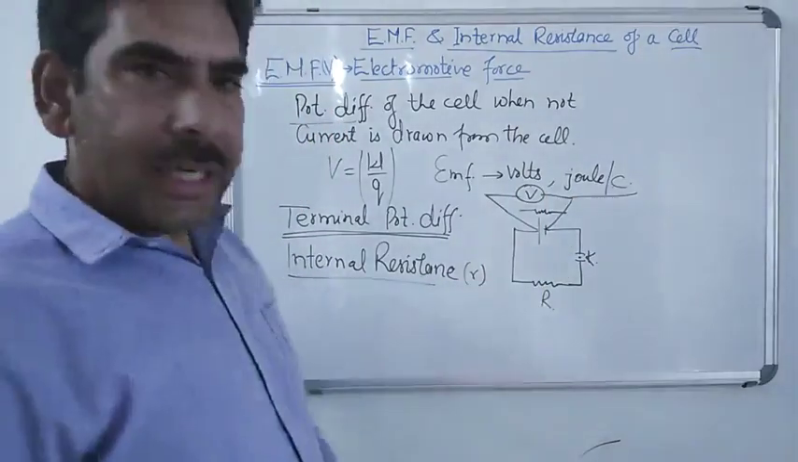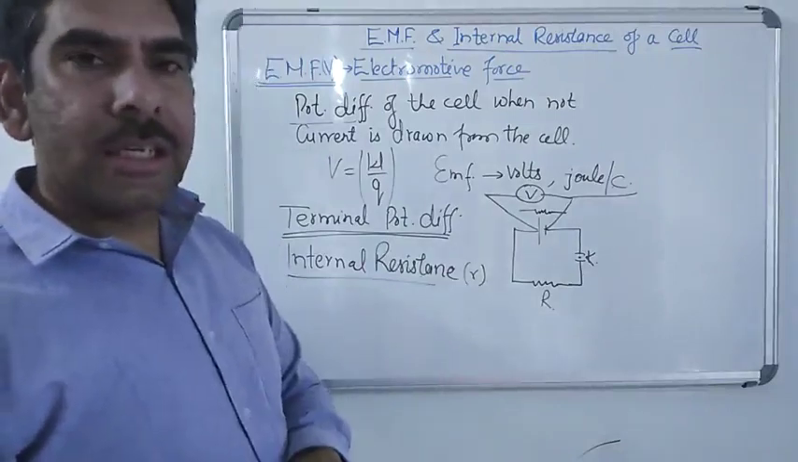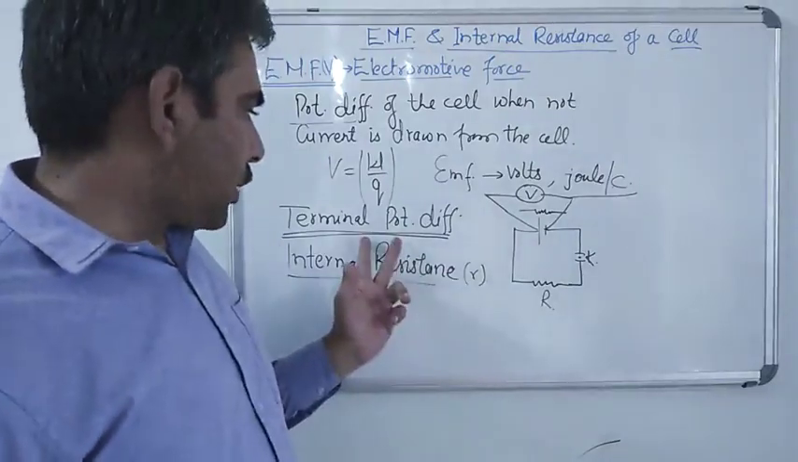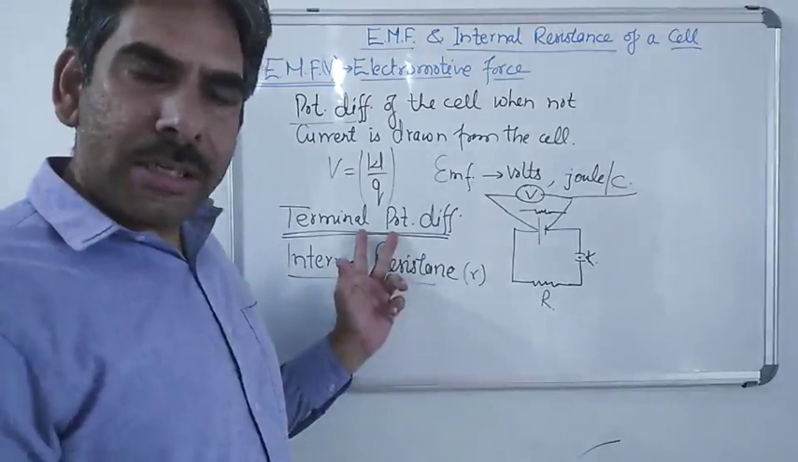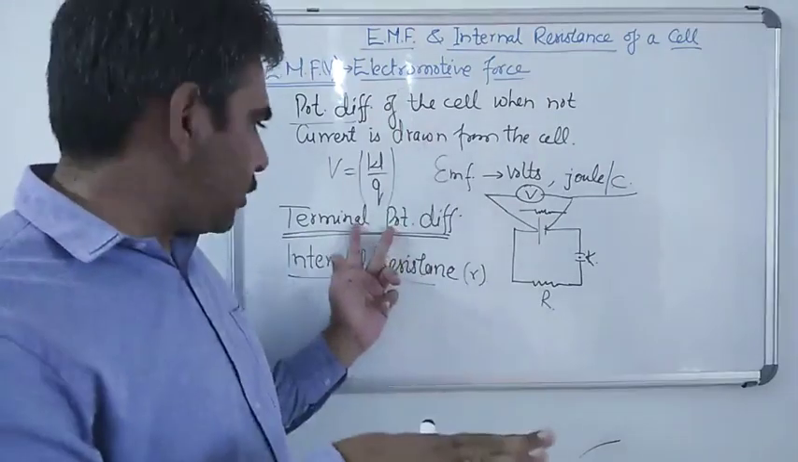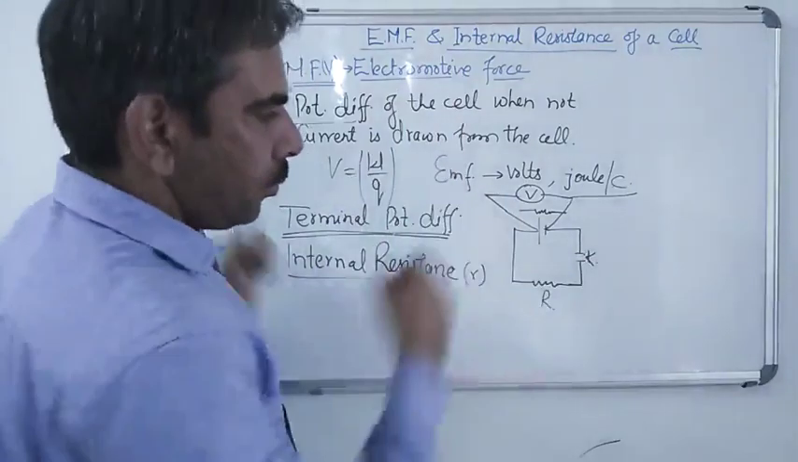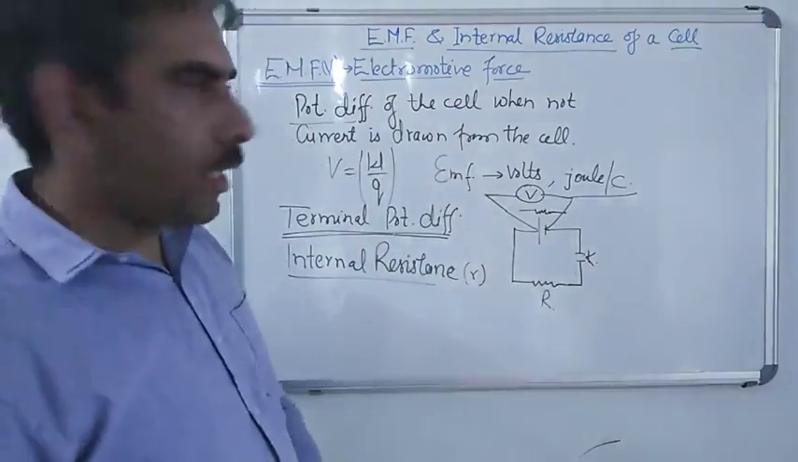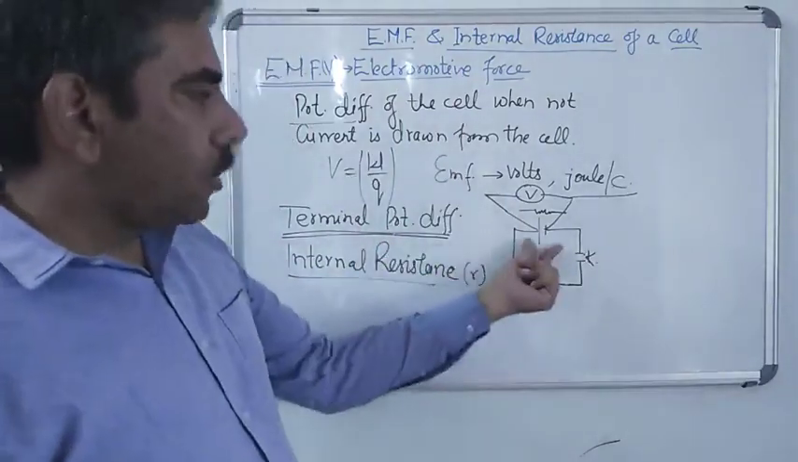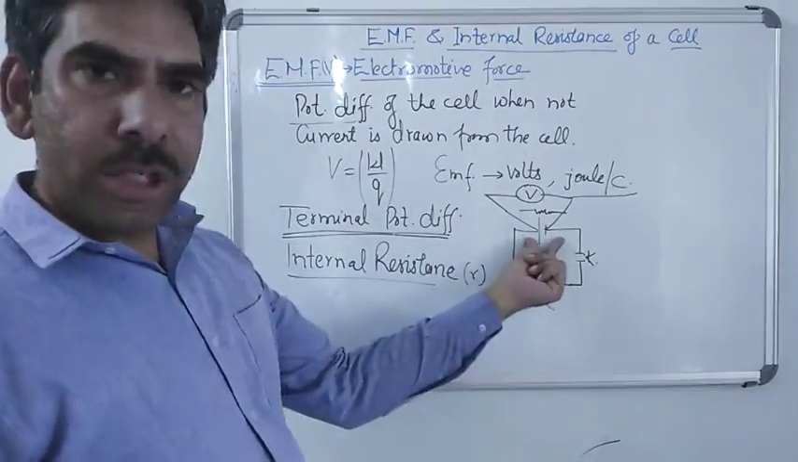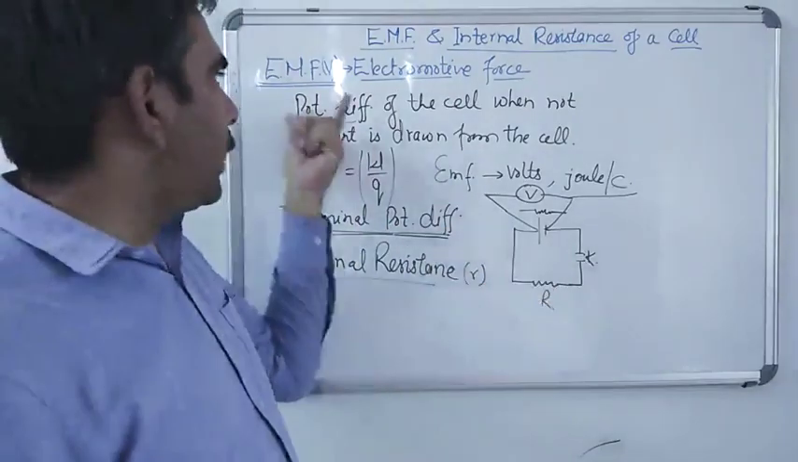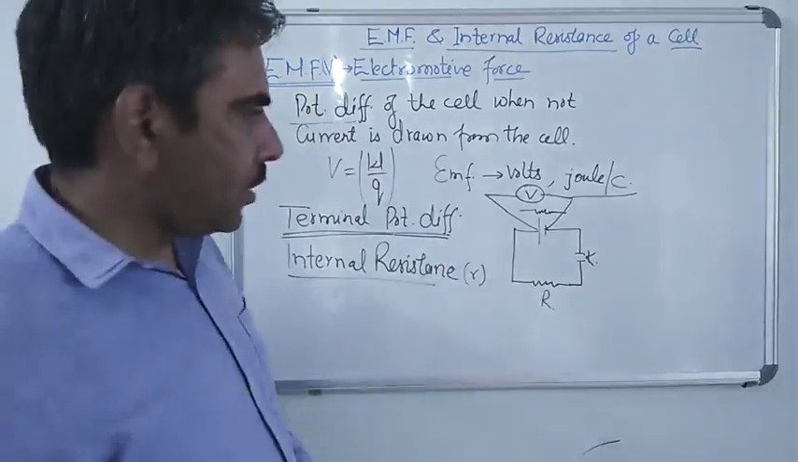So it is very simple: whenever we are using the cell in the circuit, the potential difference across the two terminals of the cell is slightly less, and it is called the terminal potential difference. And when the cell is not being used in the circuit, the potential difference across the two terminals of the cell is maximum, and we call it EMF. So it is quite simple to understand.